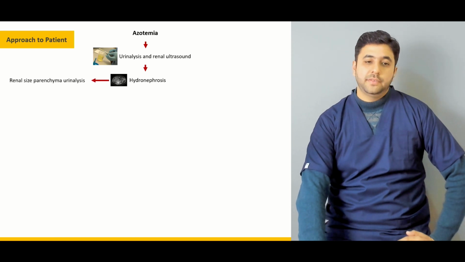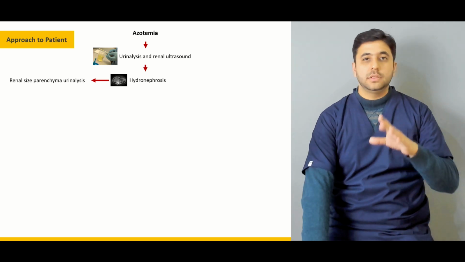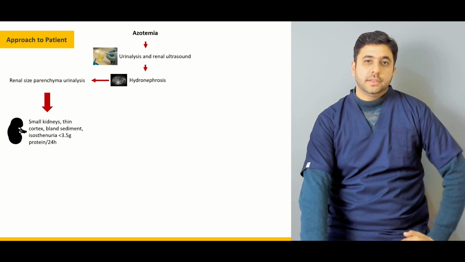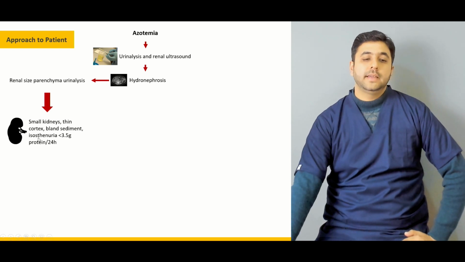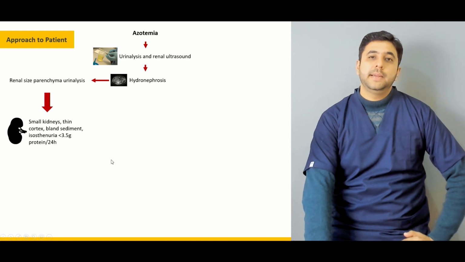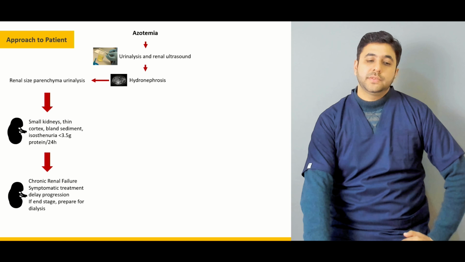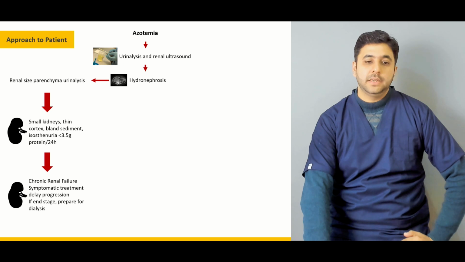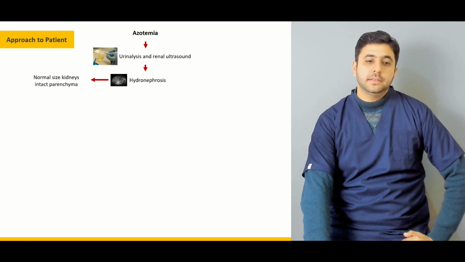If the kidneys are fine, then you analyze the renal parenchyma. I'm repeating it because you have to understand it completely to go further. If you find the kidneys are small or the cortex is thin, and on urine analysis there is isosthenuria, where the concentration of the urine is the same as the plasma, which means the kidneys are unable to concentrate or dilute the urine, you classify that patient as chronic renal failure, and then manage whatever symptoms the patient is presenting with. If on the renal parenchyma analysis you find the parenchyma intact and the kidneys are normal, you can classify that patient as acute renal failure.